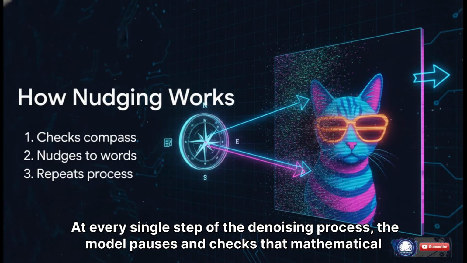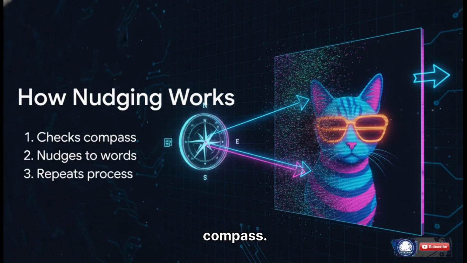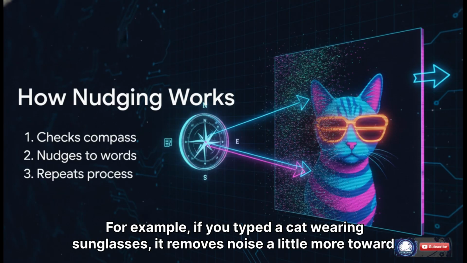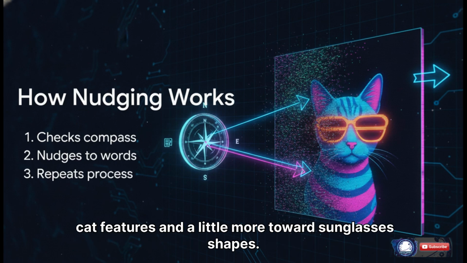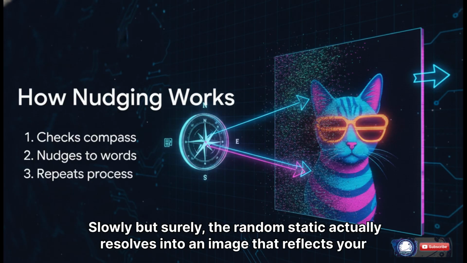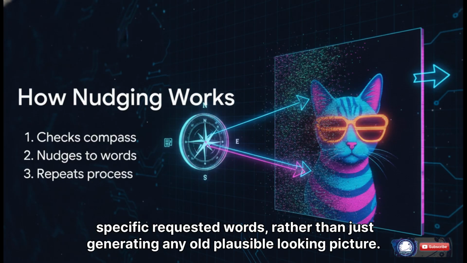At every single step of the denoising process, the model pauses and checks that mathematical compass. It uses it to nudge its noise removal choices directly toward your specific prompt. For example, if you typed a cat wearing sunglasses, it removes noise a little more toward cat features and a little more toward sunglass shapes. It repeats this nudging process dozens of times over. Slowly but surely, the random static actually resolves into an image that reflects your specific requested words, rather than just generating any old plausible-looking picture.